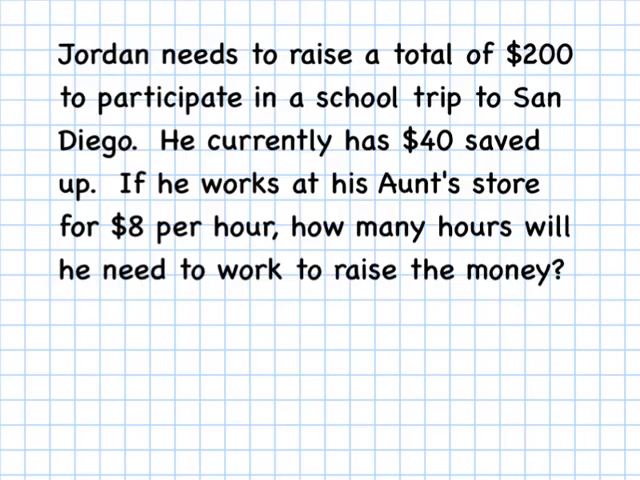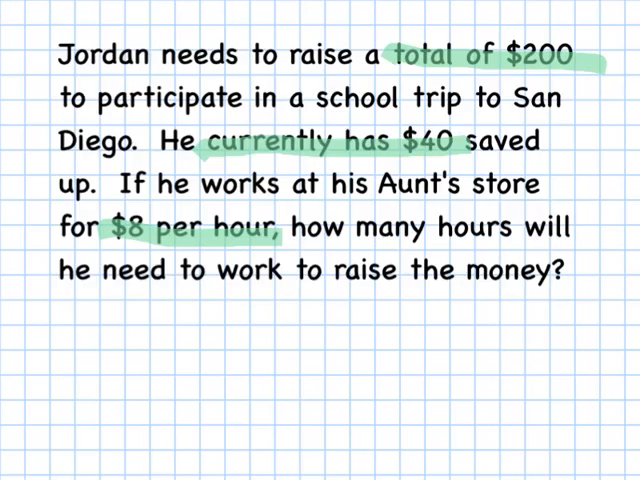So to start, let's highlight some key information here and see how it fits into a two-step equation. The first sentence says that Jordan needs to raise a total of $200 to participate in the trip. The second sentence says he currently has $40. So he doesn't have to raise 200, he just has to come up with the difference, right? We call this the constant or starting amount. He's going to get there by working at his aunt's store at the rate of $8 per hour.